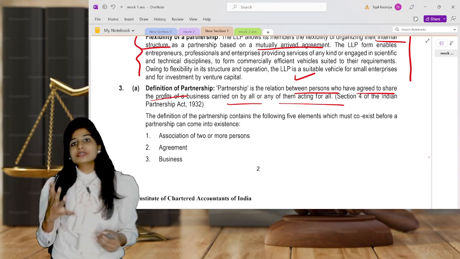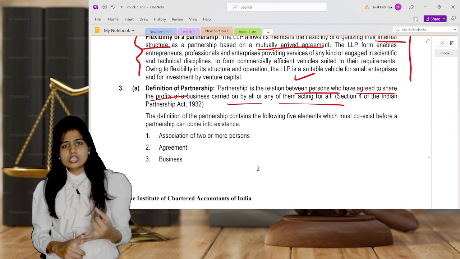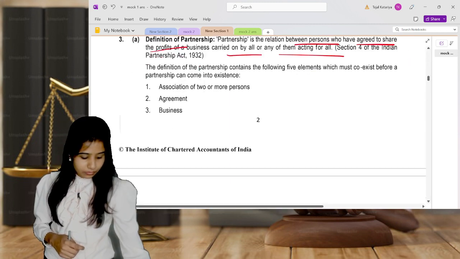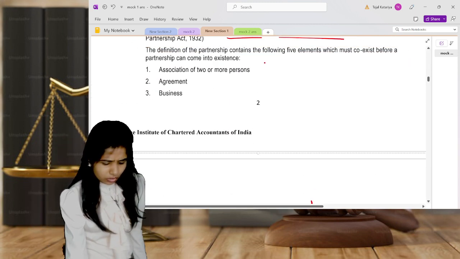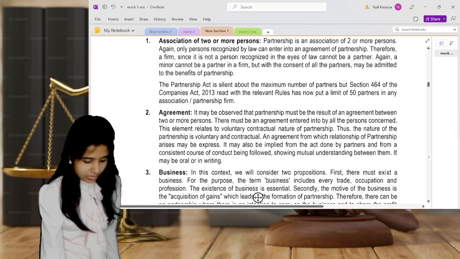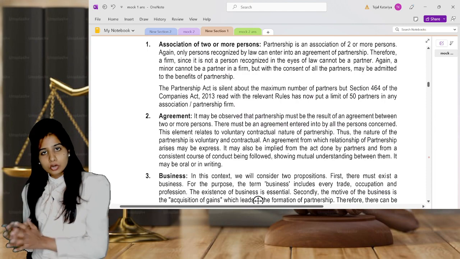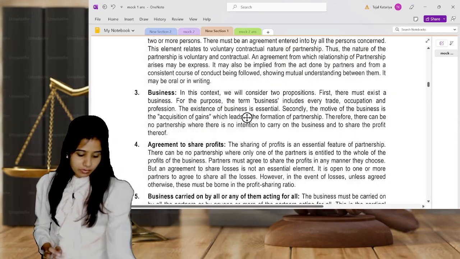And what are the elements? First of all, 5 elements. First, business or agreement, association, business, sharing of profit, and mutual agency. And out of these five, carried on by all or any one of them acting for all, you can write anything, any 5 points. And now they have given whatever is given in your module, they have given all the 5 points here. You're supposed to write any 2 out of these 5.